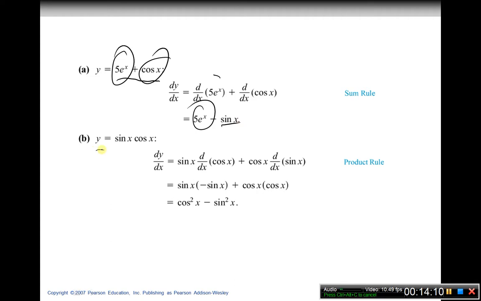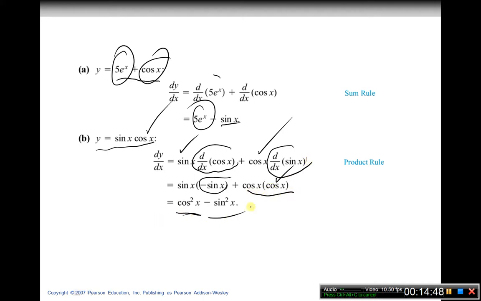Now, using the product rule, we can find the derivative of sine of x times cosine of x. So that would be the first times the derivative of the second, which is derivative of cosine of x. Of course, that's minus sine of x, plus the second, which is cosine of x, times the derivative of the first, which is the derivative of sine of x. The derivative of sine of x is cosine of x. So multiplying all this out, you can see we'll put the positive term first. We'll get cosine squared of x minus sine squared of x.